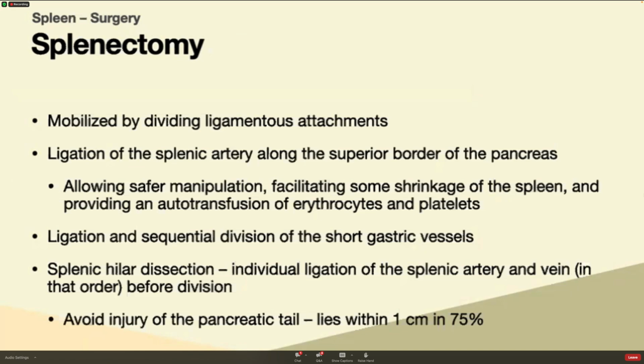So for the procedure of splenectomy, one thing to note is to ligate the artery first before the vein. This allows for safer manipulation and also shrinkage of the spleen and autotransfusion of erythrocytes and platelets. Then when dissecting the splenic hilum, you have to avoid injuring the pancreatic tail, which lies in close proximity to the splenic hilum.